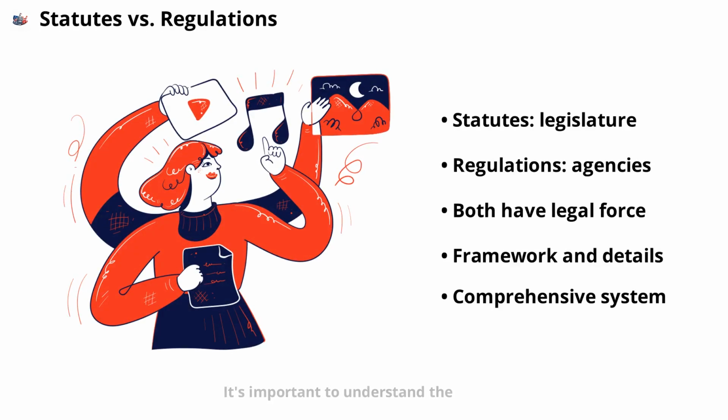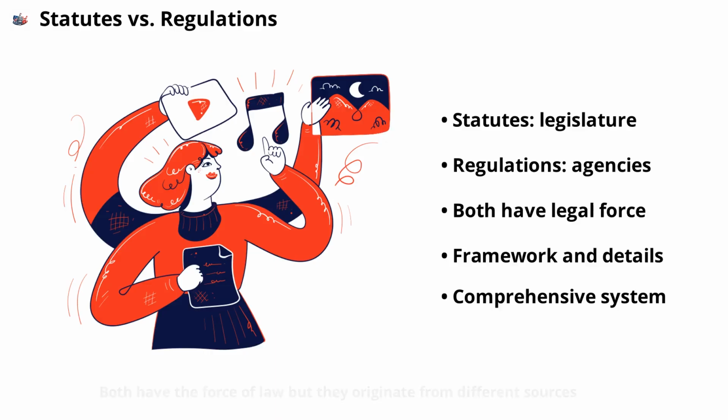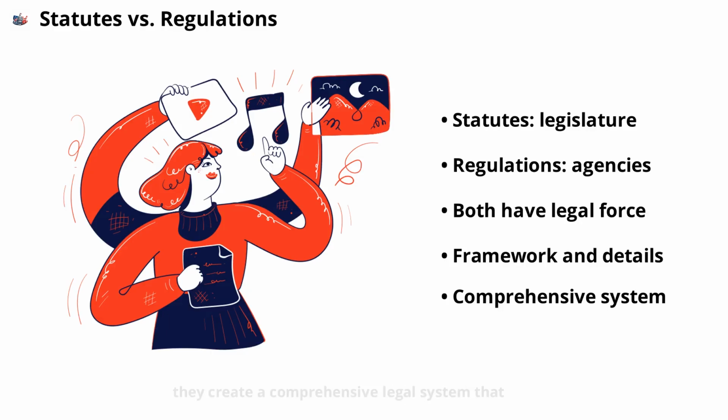It's important to understand the difference between statutes and regulations. Statutes are laws passed by the legislature, while regulations are rules made by agencies to carry out those laws. Both have the force of law, but they originate from different sources. Statutes provide the broad framework, and regulations fill in the details. Together, they create a comprehensive legal system that addresses both general principles and specific situations.